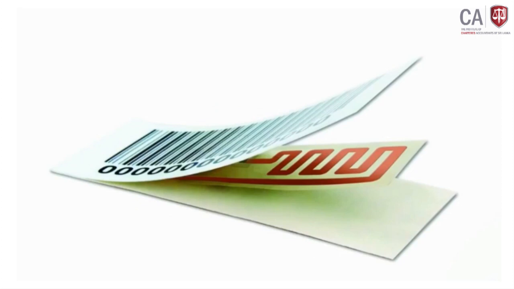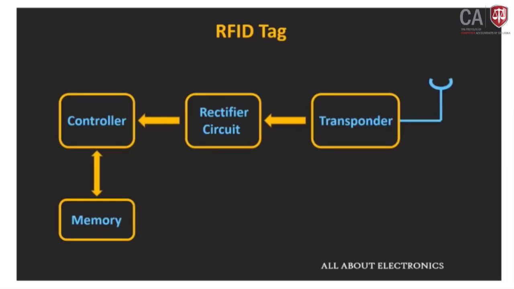So let us see what the basic components inside this RFID tag are. The first component that you see inside the RFID tag is the transponder, which receives the radio waves coming from the reader and sends the feedback signal back to the reader. As the passive tags do not have their own supply, they rely on the radio waves coming from the reader. So they get the energy from the radio waves coming from the reader. Using this rectifier circuit, the energy coming from the radio waves is stored across the capacitor, and this energy is used as a supply for the controller as well as the memory element inside this RFID tag.